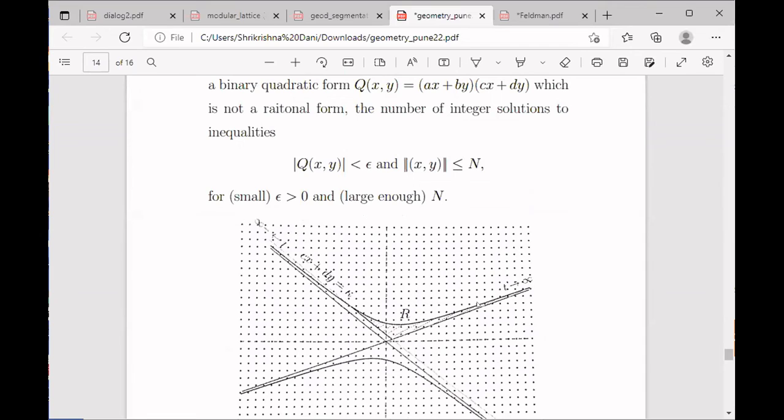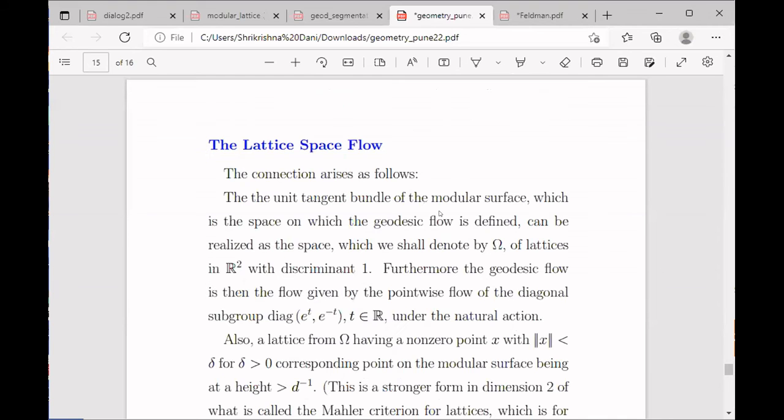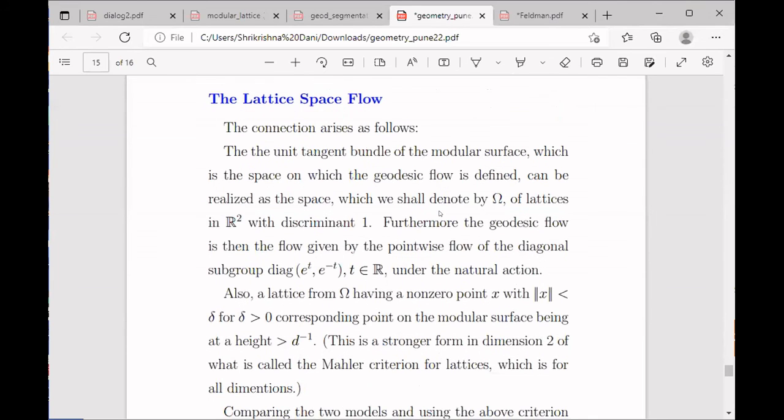So the point is, the diagonal group, which is what acts on the hyperbolic plane, also acts on this R2. And when the trajectory is coming close to zero here, in the corresponding picture in the hyperbolic geometry, it's actually going to great heights. So that is something incorporated in the Mahler criterion in the general situation, but here, of course, it's something very simple by calculation. Okay, so I'll skip this part because we've already run out of time.